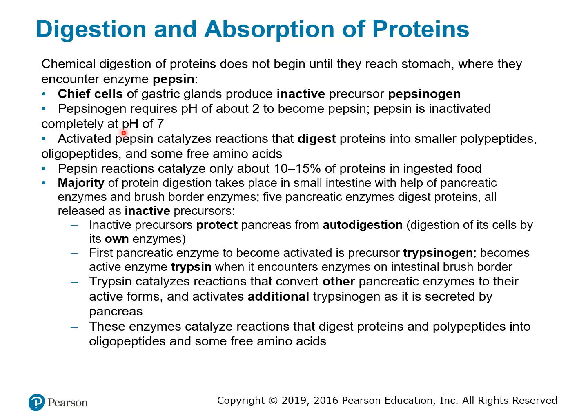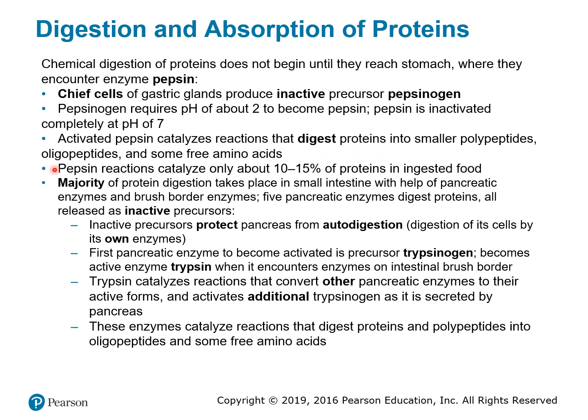Now, why is pepsin made in inactivated form? Because if it is active, it is going to start digesting the proteins, no matter where, to the point where it can even start affecting the organs, like the small intestine and everything. Only when it is in the pH of 2, which is very acidic, does it start activating. Pepsin reactions catalyze only about 10 to 50% of proteins of the ingested food.